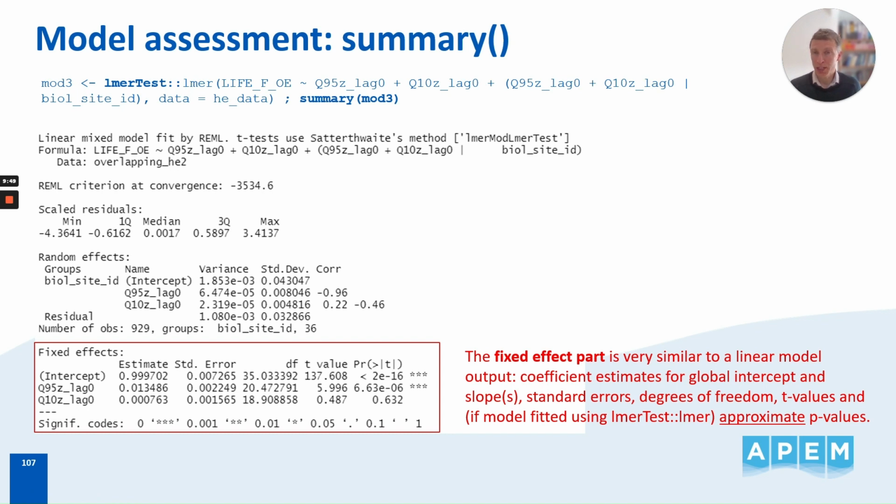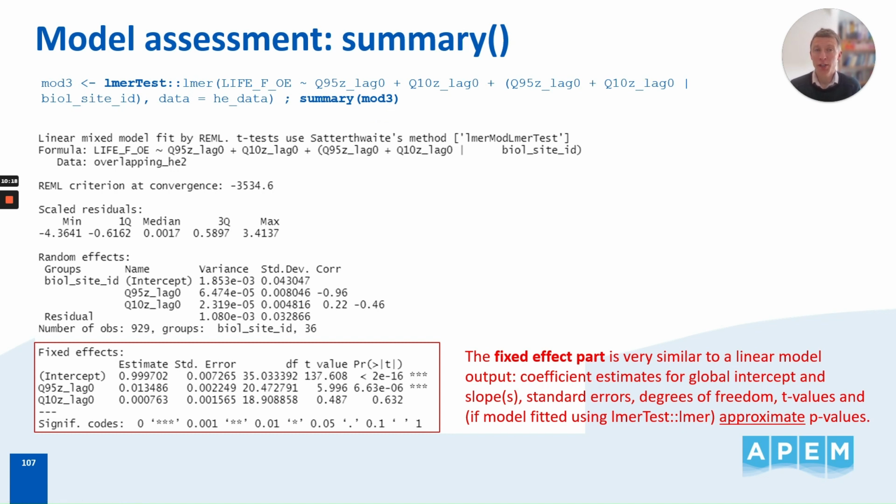Also, for the purposes of illustration, I've specified to use the lmer function from the lmerTest package. As you'll see from the output below, that gives us not only coefficient estimates for our fixed effects, but also approximate p-values. We're then using the summary command and applying that to the model output object, which produces the output that you can see on screen here.